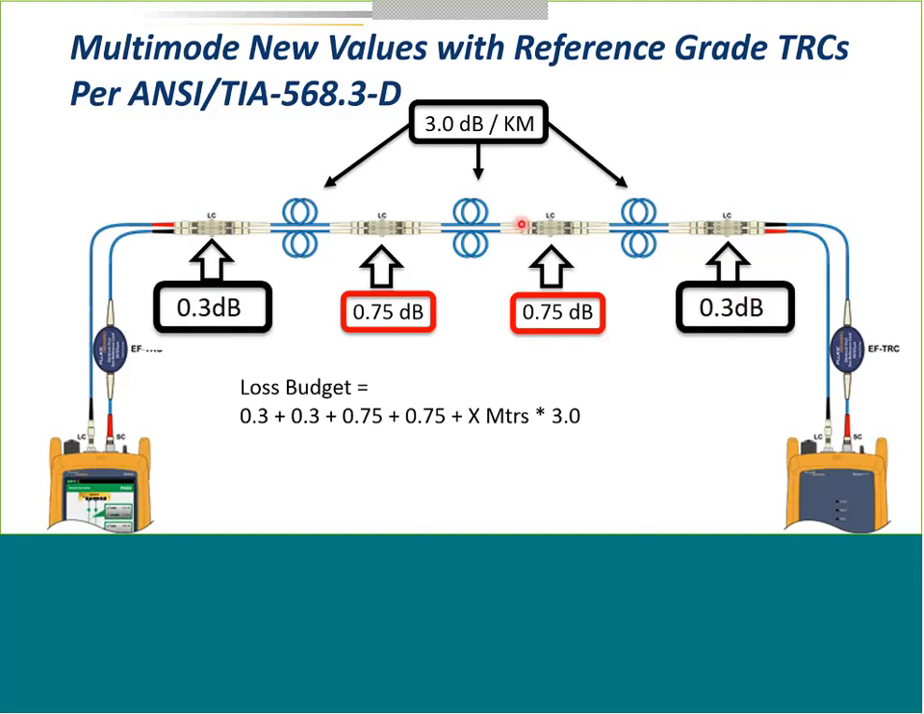Other connections that we may have along the link, we're going to continue to value those at 0.75 dB. So in this example, where we appear to be connecting to perhaps two MPO trunk cables mated through cassettes and a patch cord, we have 0.3, 0.3 plus 0.75, 0.75, and the number of meters or kilometers of fiber times 3 dB per kilometer. That'll give us our overall loss budget.